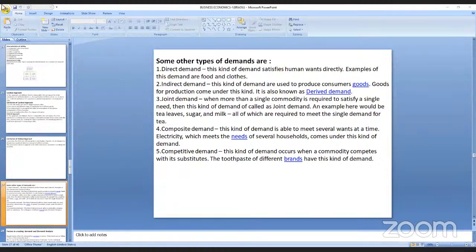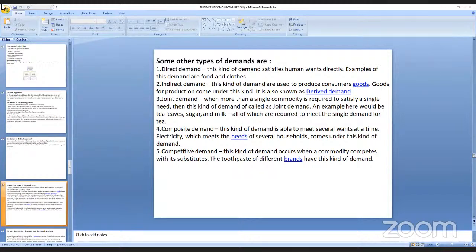So in this, what is the direct demand? This is the demand where it satisfies the human being directly. Means from outside, it directly will give the satisfaction. The demands are food and clothing. You eat, that is directly you are getting the satisfaction. When you wear the dress, it gives satisfaction to the human. And the indirect demand means the demand used to produce consumer goods. The goods for production come under this kind. It is also called the derived demand.